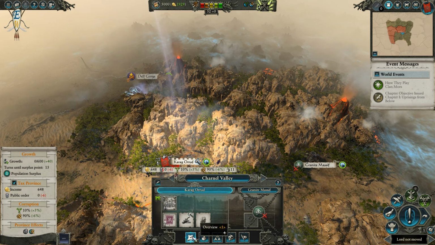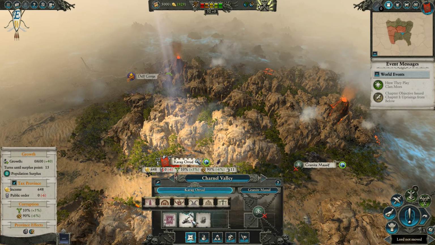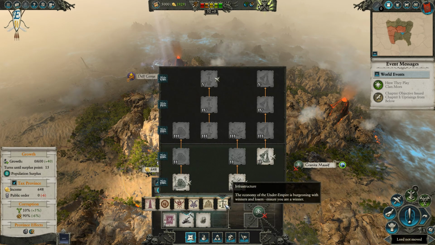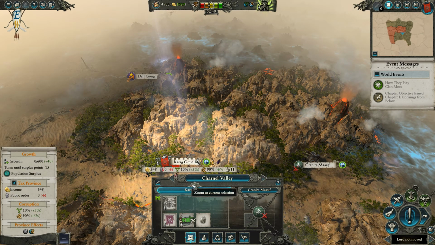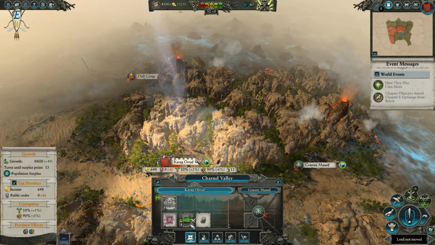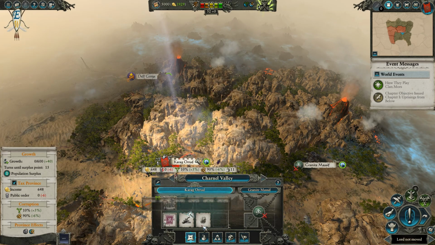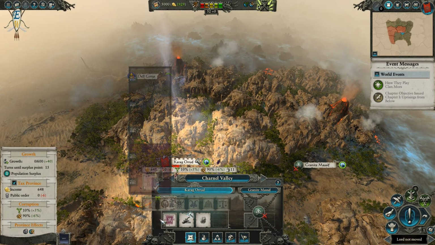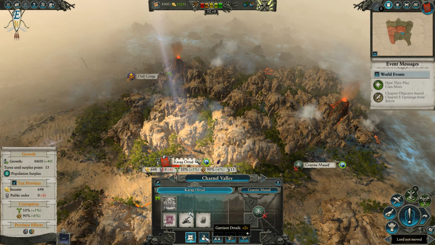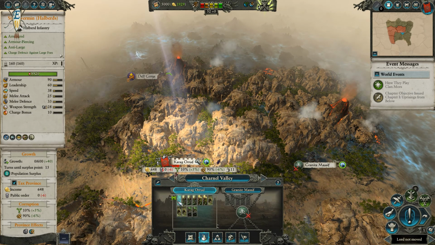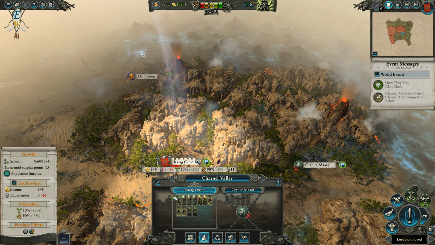So over here, this button here that's already clicked, this is your settlement overview. You can just quickly hover over here and decide what you want to build. It's just nice and easy, nice and compact. You just get to see what buildings and everything's there. The next button, garrison details. This shows you the strength of your walls.